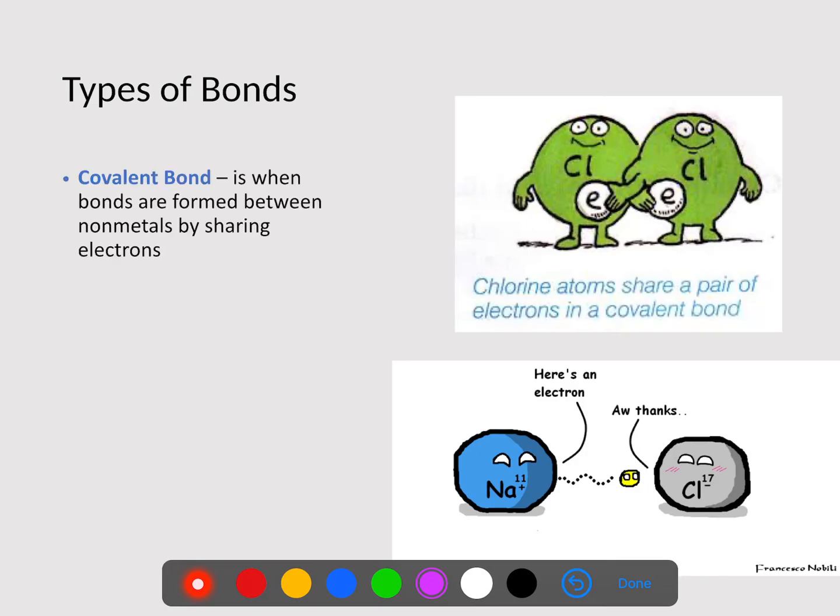We have covalent bonds, and covalent bonds is when there's a bond between molecules when they are sharing electrons. So in this case, let's just say chlorine. I have two chlorines, and they usually have 7 electrons in the outer shell. So again, they're not happy because they don't have their 8. So what happens is they will share these 2 electrons and they will form a compound, chlorine gas, that is much more stable.